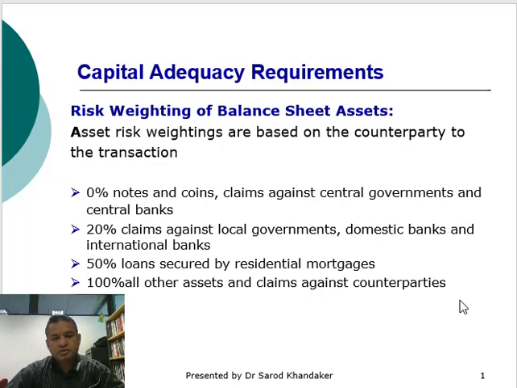50% applies to loans secured by residential mortgage, and 100% to all other assets and claims against counterparties. So the last part, which is 100%, falls under all other claims and counterparties. Now let's look at an example that will clear your idea.